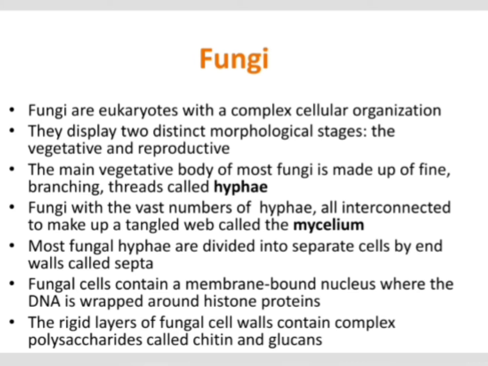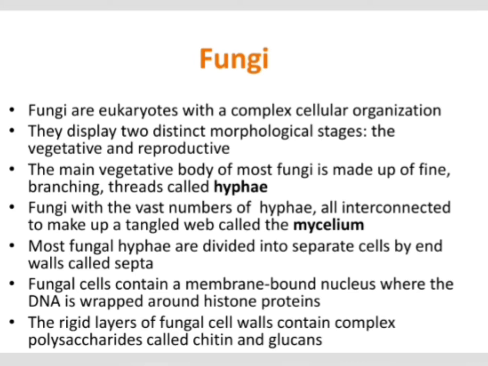Fungi are eukaryotes with complex cellular organization. They display two distinct morphological states, the vegetative and reproductive. The main vegetative body of most fungi is made up of fine branching threads called hyphae. Fungi with vast numbers of hyphae, all interconnected, make up a tangled web called mycelium.